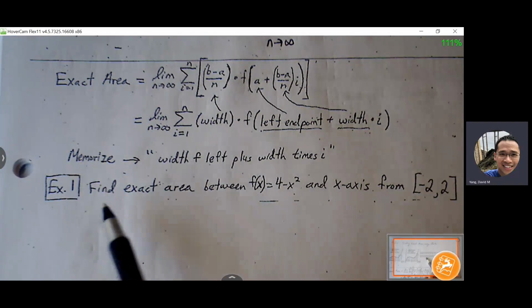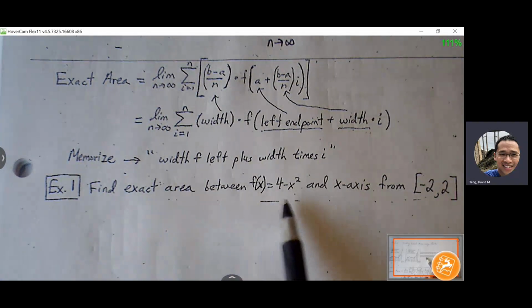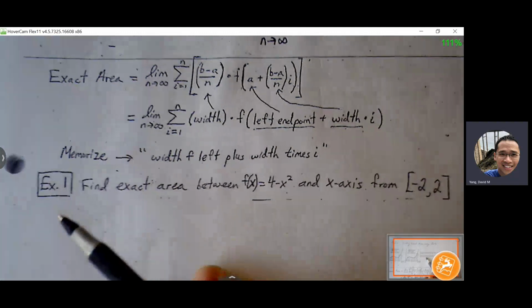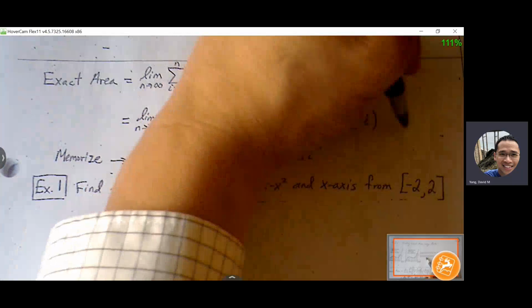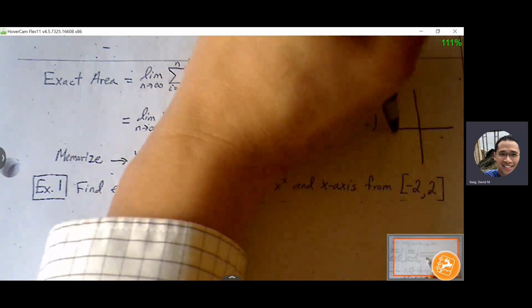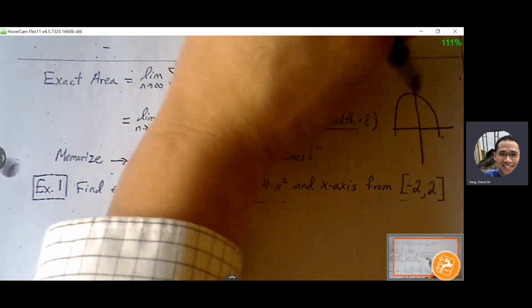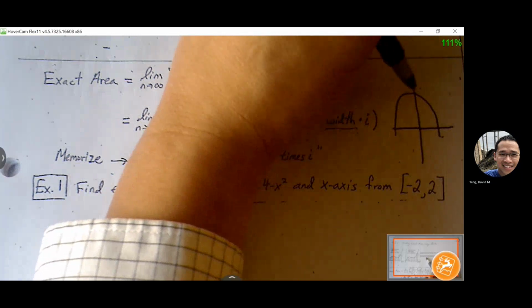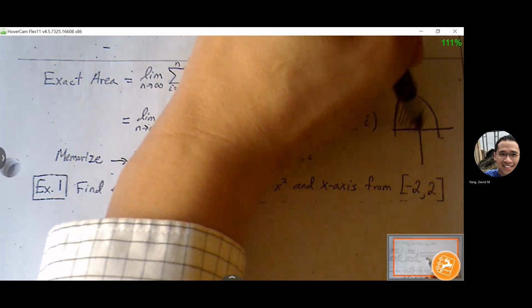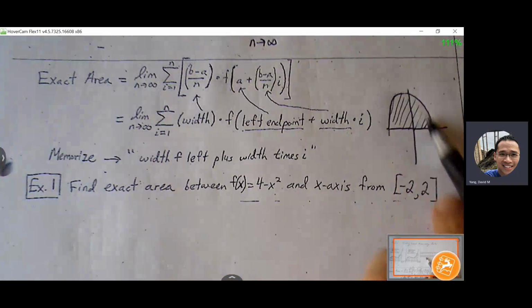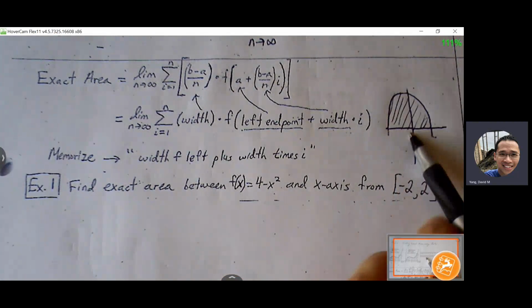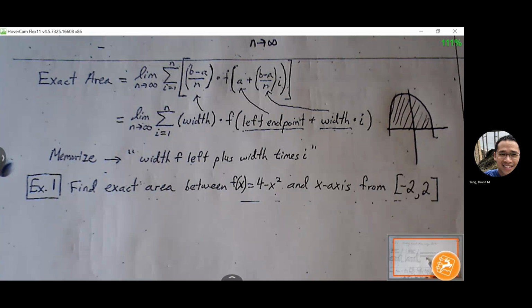All right, so example 1, find the exact area between the curve of 4 minus x squared and the x-axis from -2 to 2. So the graph looks something like this. We don't necessarily have to worry about what the graph looks like. But we're going to be using infinite numbers of rectangles to find the exact area of that region. Okay, so this is how we start the process.